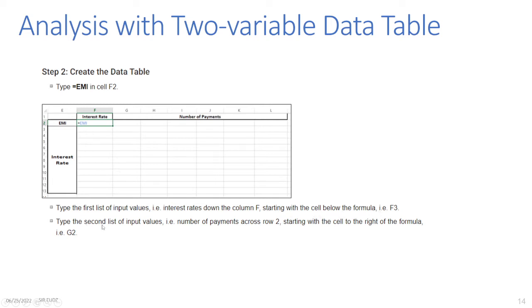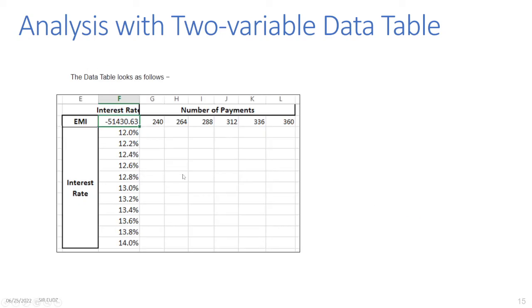Then type the second list of input values, that is the number of payments across row 2. So we're going to place the number of payments across row 2, starting with a cell to the right of the formula, that is G2. So in other words, this will be our value.